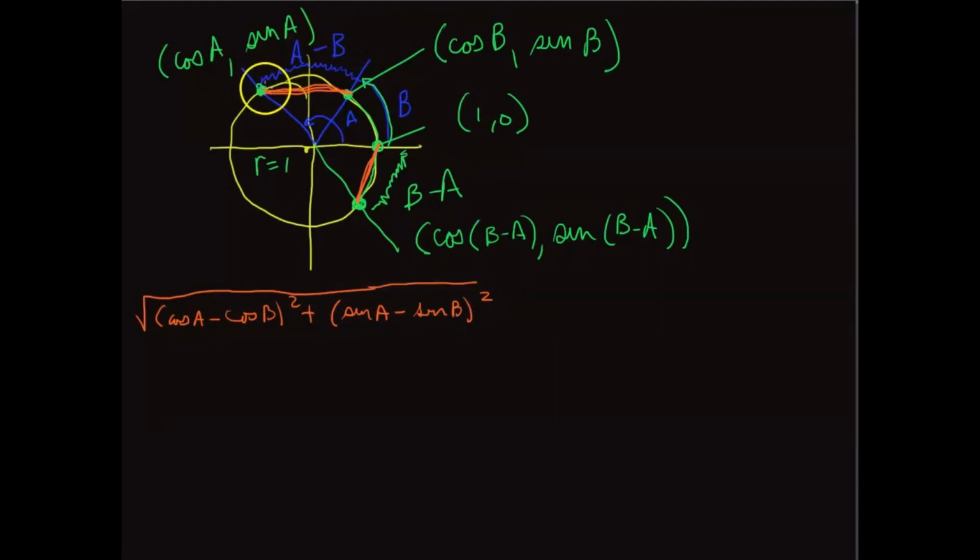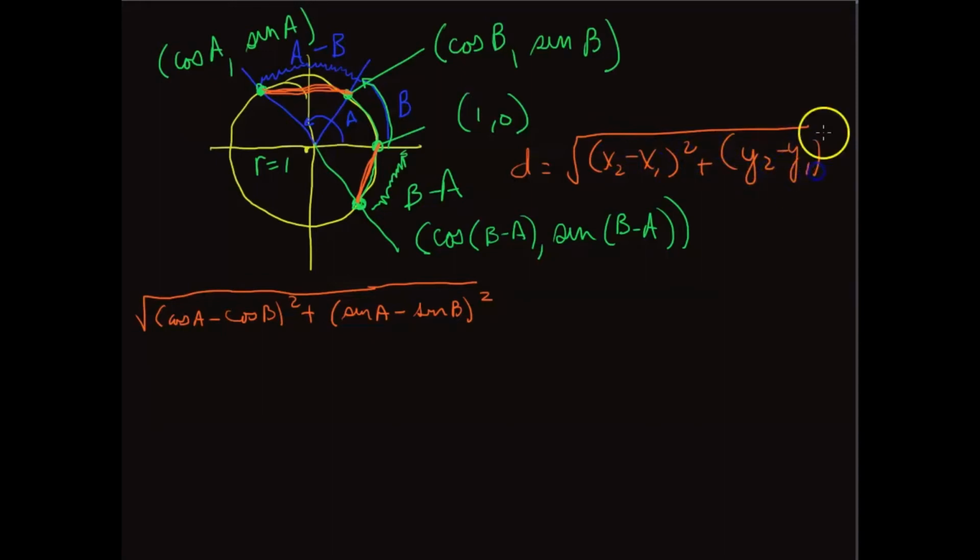Remember, it's the sine A minus sine B squared. This is y2 minus y1, x sub 2 minus x sub 1. This is the distance formula. You remember the distance formula? Square root of x sub 2 minus x sub 1 squared, y sub 2 minus y sub 1 squared. We're just using the cosines and sines as our x's and y's.